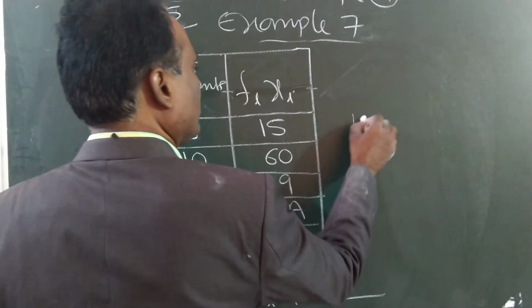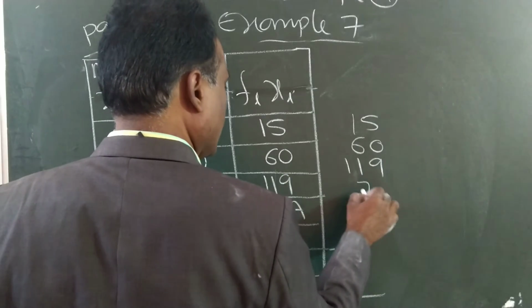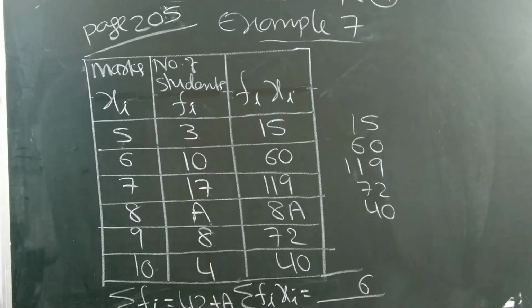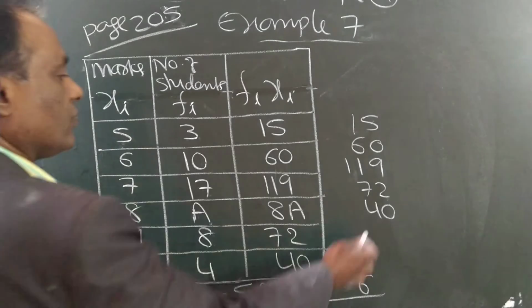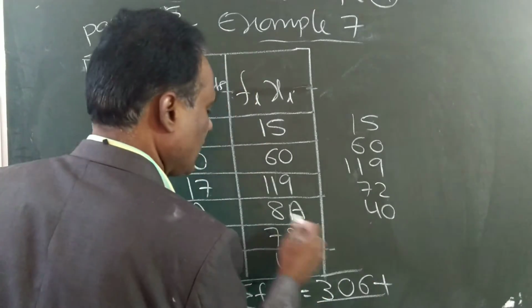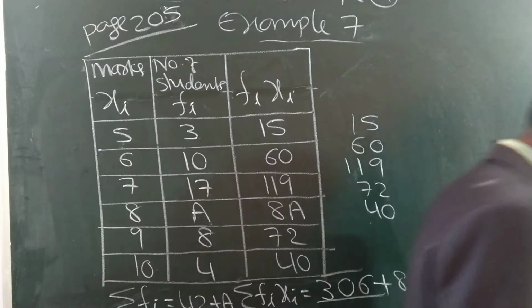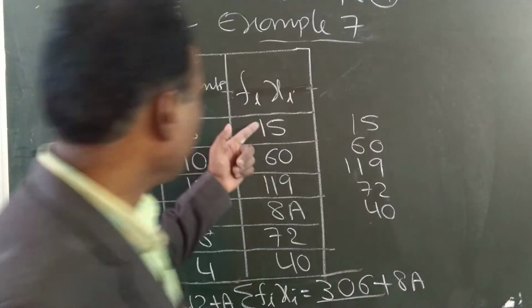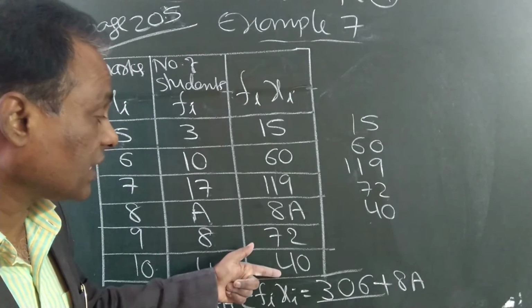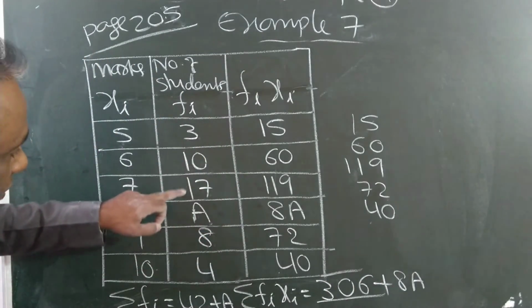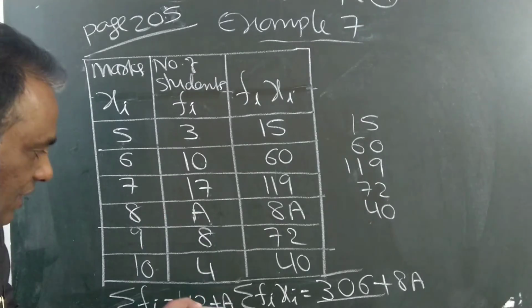So what numbers are added? 15 plus 60 plus 119 plus 72 plus 40. You add these numbers: 5 plus 9, 14, 16, and so on. The total is 306, plus 8A, don't mix with 8A. 8A is written the same, separately. Here also remove the 8A: 3, 10, 17, 8, 4 you add. This is 42 plus A, written the same.